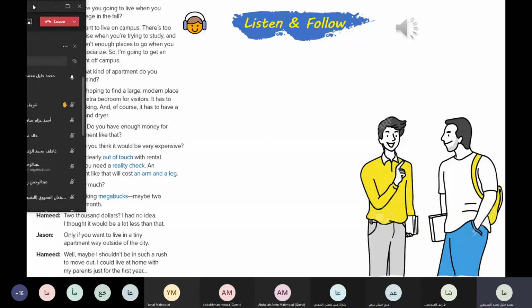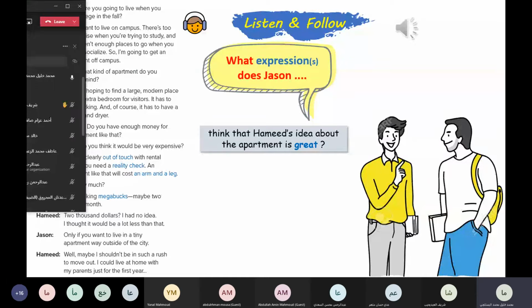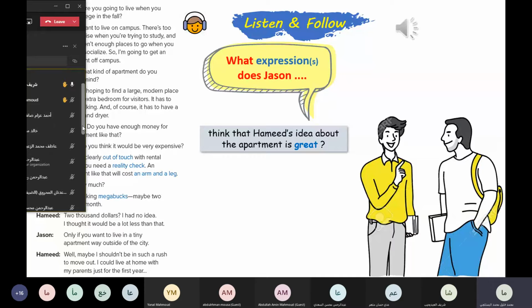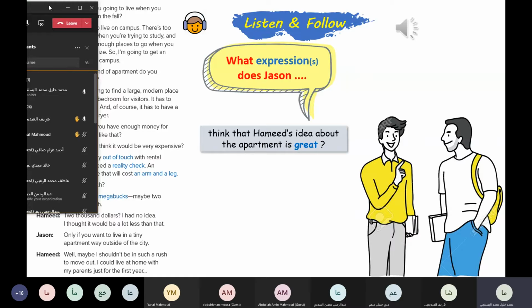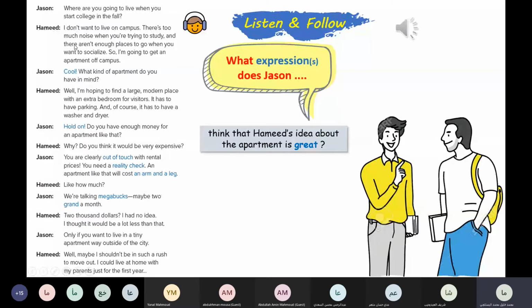Now, what expression or expressions does Jason use to show that he thinks Hamid's idea about the apartment is great? Jason used an expression which means that Hamid's idea is great. Which expression? Hold on. Hold on means great. What do you think? No, wait. Mr. Rain said it was great. Cool. Good. Cool means great. So this expression is used by Jason when he thinks that Hamid's idea about the apartment is great. Cool. What kind of apartment do you have in mind?